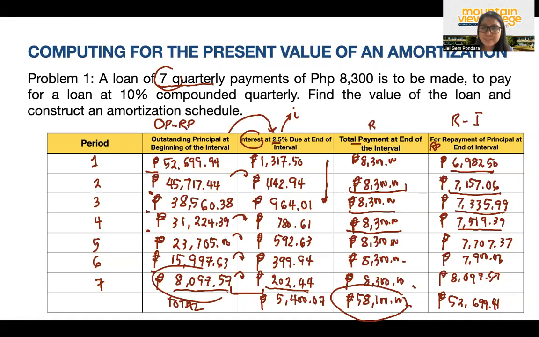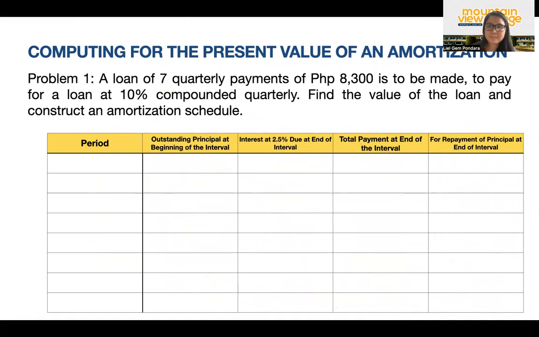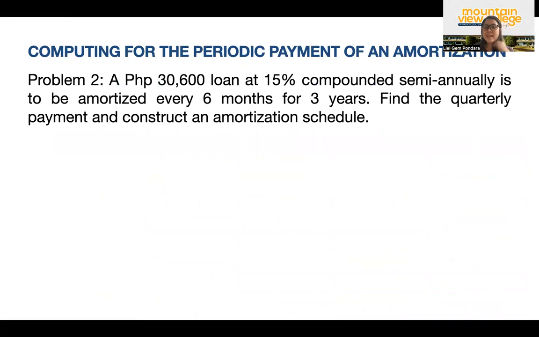Let me clear this now. In the next example, the payment is missing. So we have a 30,600 loan. What is this for? What is 30,600?